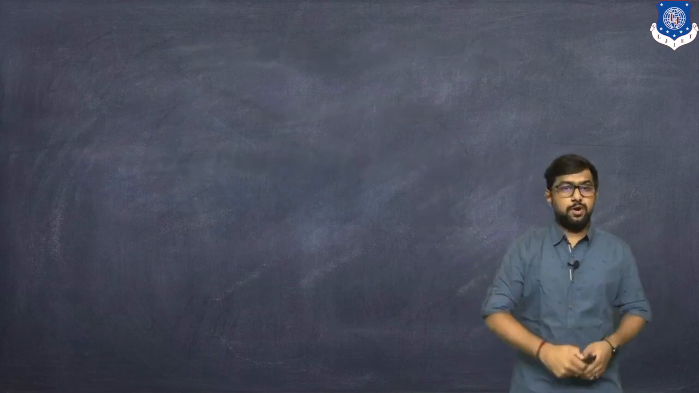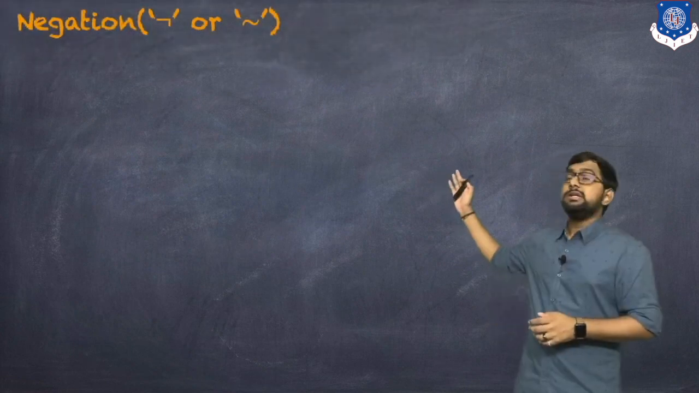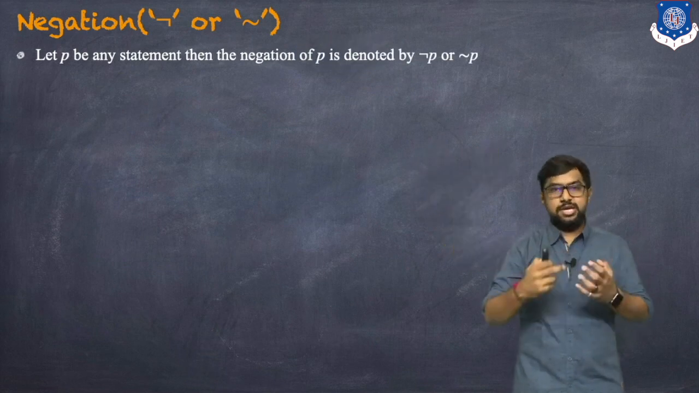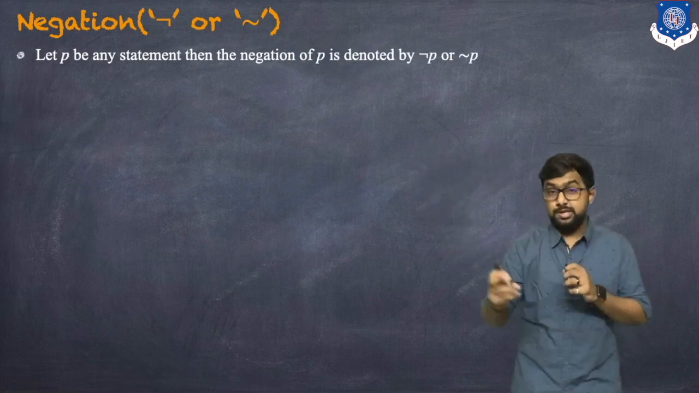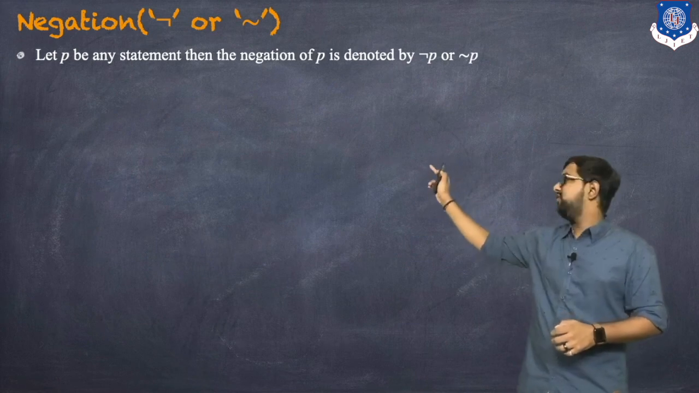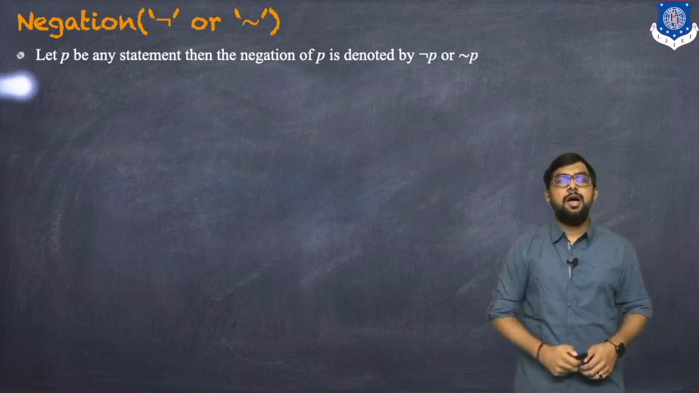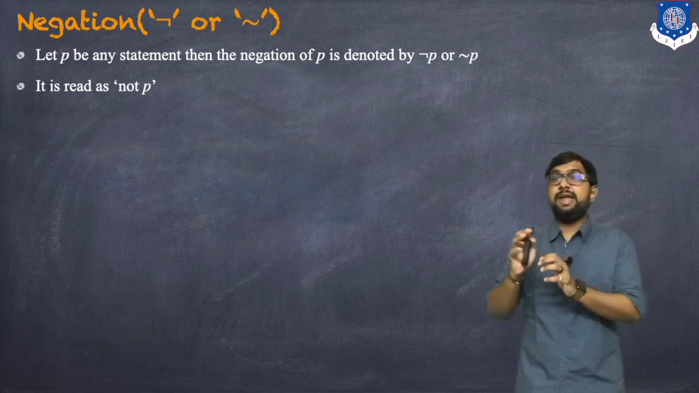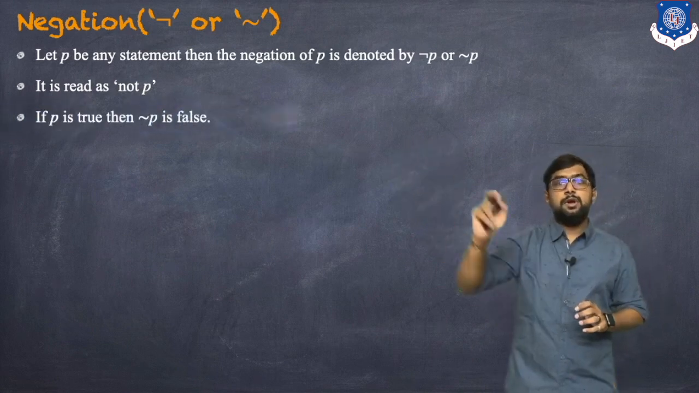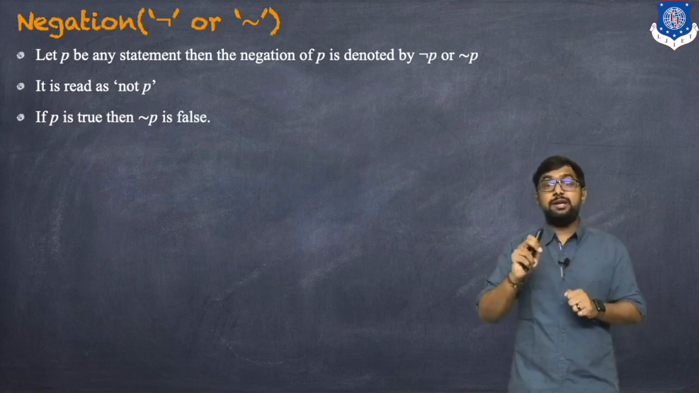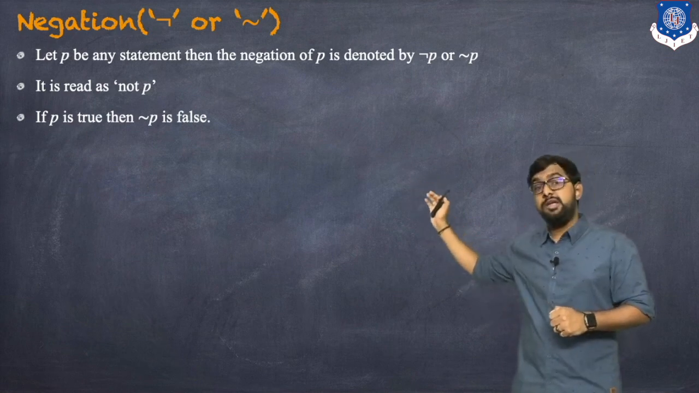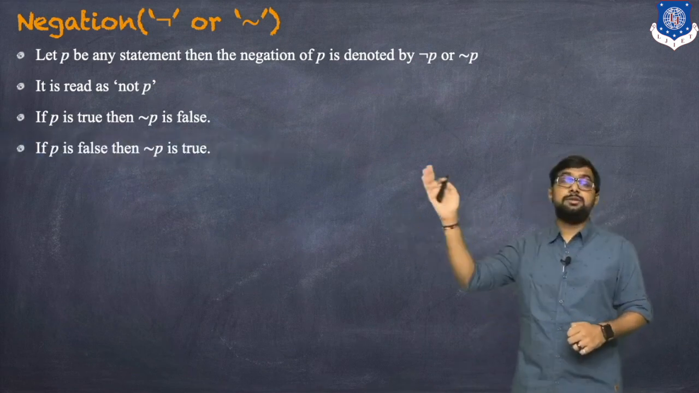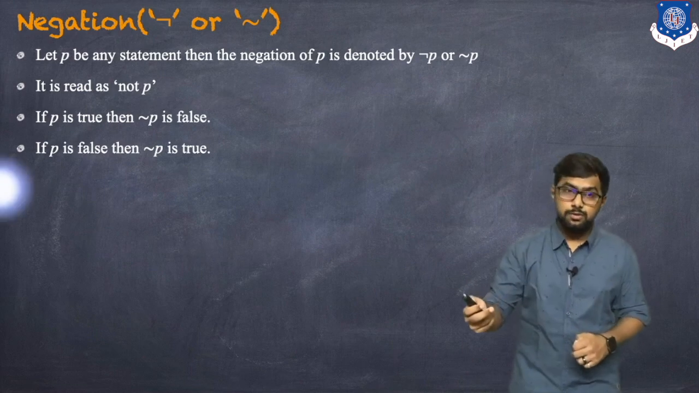So first one, what is a negation? Its symbol is this tilde. Now let P be any statement, then the negation of P will be denoted by tilde of P, or simply not of P, and it is read as not P. If P is true, then its negation, not P, will be false. In the same manner, if P is false, then the negation of P will be true.